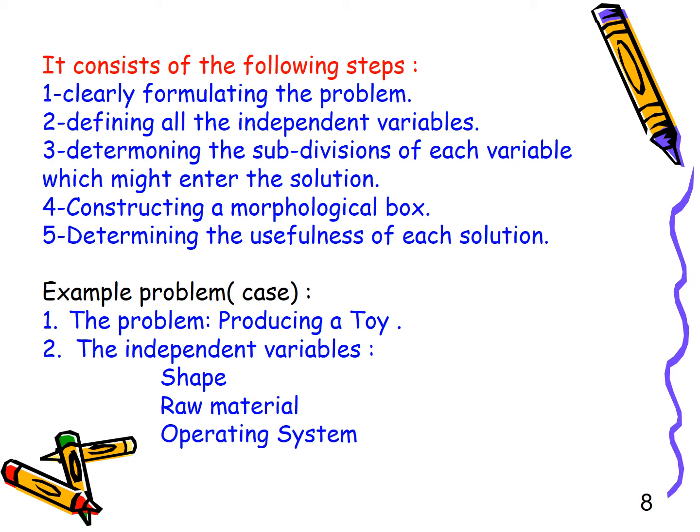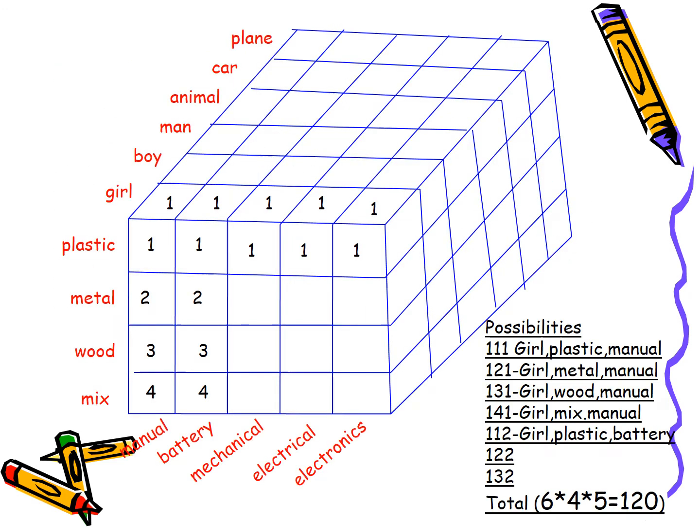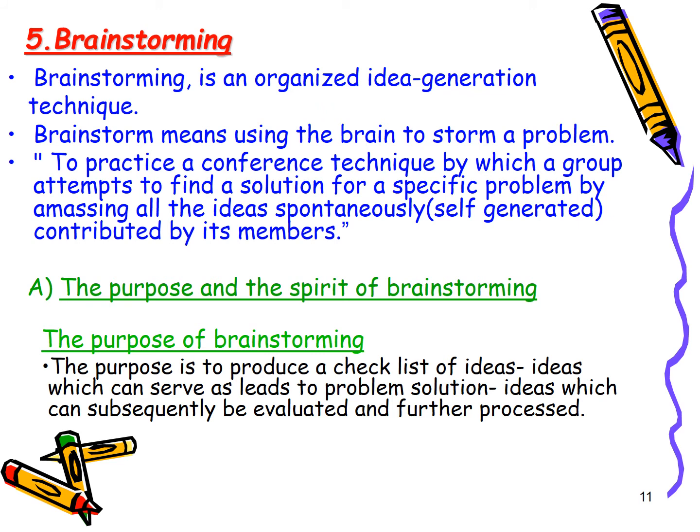This type of creative technique consists of the following steps. The first step is formulating the problem clearly. You have to understand your problem very well and identify the problem. Second, define all the independent variables. I have to define the independent and dependent variables to understand them. Then determine the subdivision of each variable, not only the independent variable, but the subdivision of each independent variable, which might enter the solution. Then construct a morphological box, so I have to draw the morphological box, and determine the usefulness of each solution.